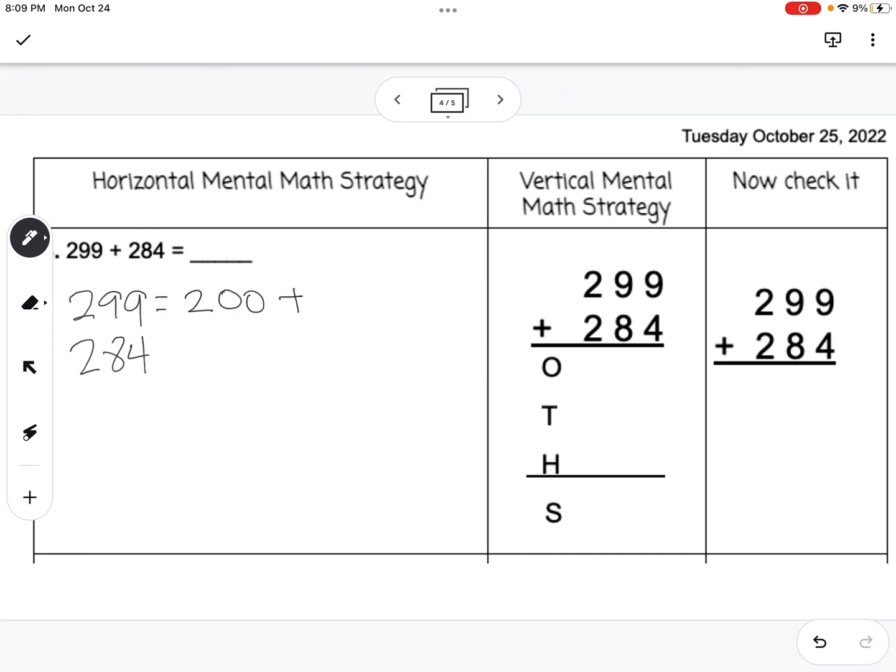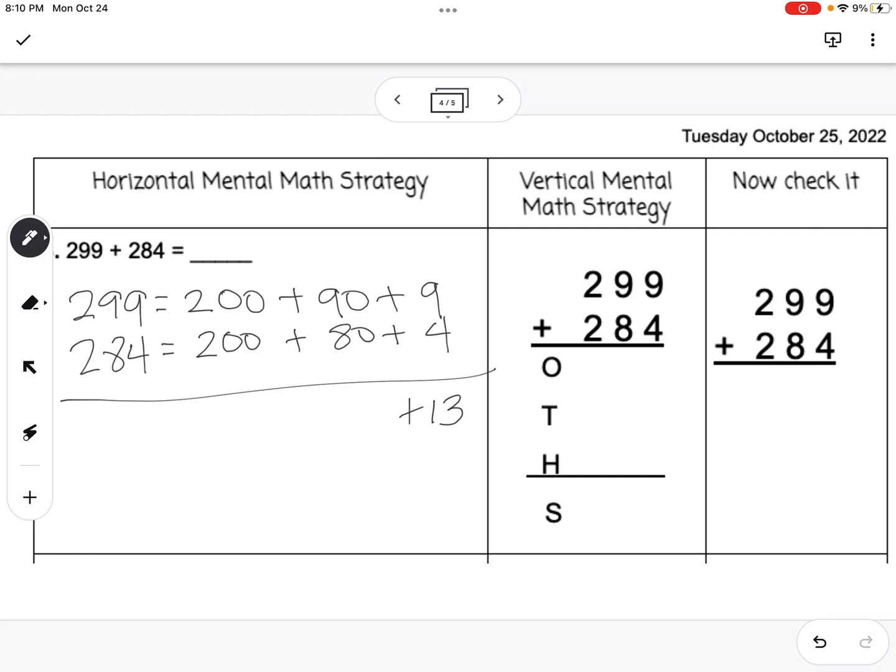299 is made up of 200 plus 90 plus 9. 284 can be composed of 200 plus 80 plus 4. 9 plus 4 is going to equal 13. 90 plus 80 would make 170, and 200 plus 200 is 400. Now, 400 plus 170 is going to make 570. If I add 13 more, I would get the sum of 583.